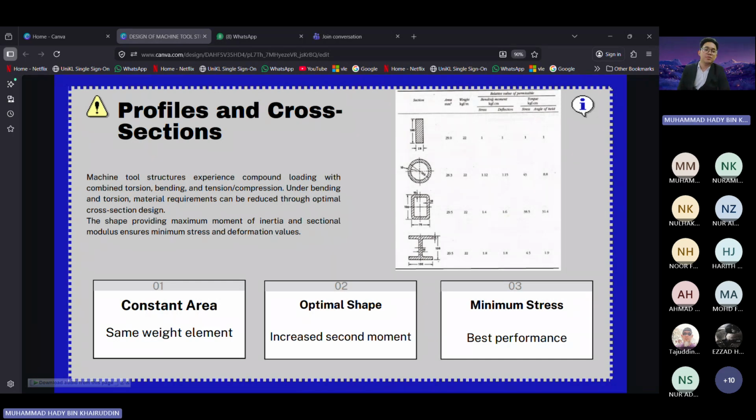And by choosing the shape that provides maximum moment of inertia and section modulus, we achieve two things. First one is minimum deformation, so the machine stays precise. Second, minimum stress, so the material is less likely to fatigue or fail.